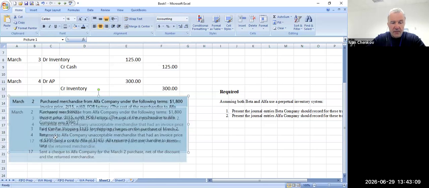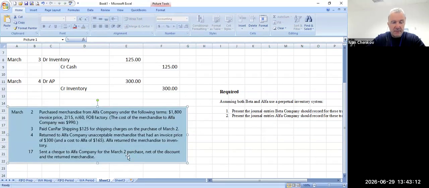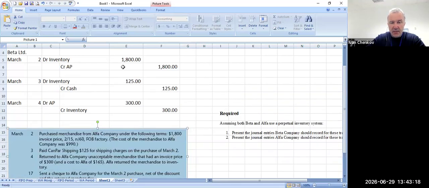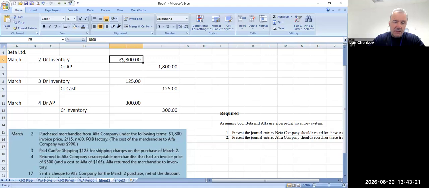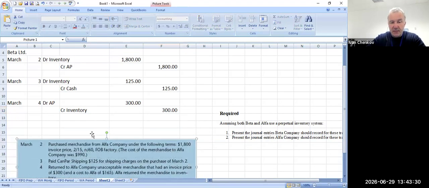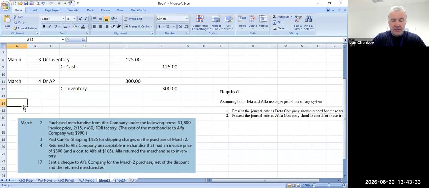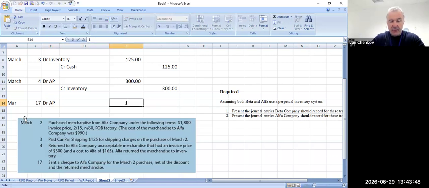Send a check to Alpha Company for March 2nd purchase, net of discount and returned merchandise. So how much is the net amount? Our inventory is 1,800, but we reduced 300, so 1,500. On 1,500, if you pay within 15 days, we can use 2% discount, correct? So on March 17, what's going to happen? We're going to pay. Now what are we going to pay? We're going to debit accounts payable, and we're going to close the entire accounts payable, which will be $1,500. Are you guys with me?